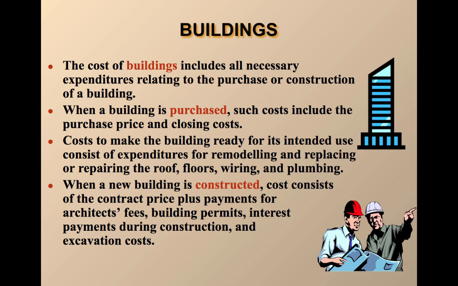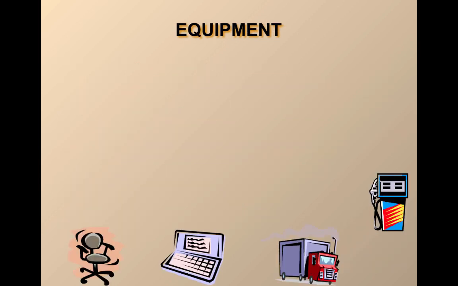And when a new building is constructed, costs consist of the contract price plus payments for architecture fees, building permits, interest payments during construction, and excavation costs, etc. So basically, like we said earlier on, the cost should include the cost of the asset and anything that is related to getting the asset ready for use.